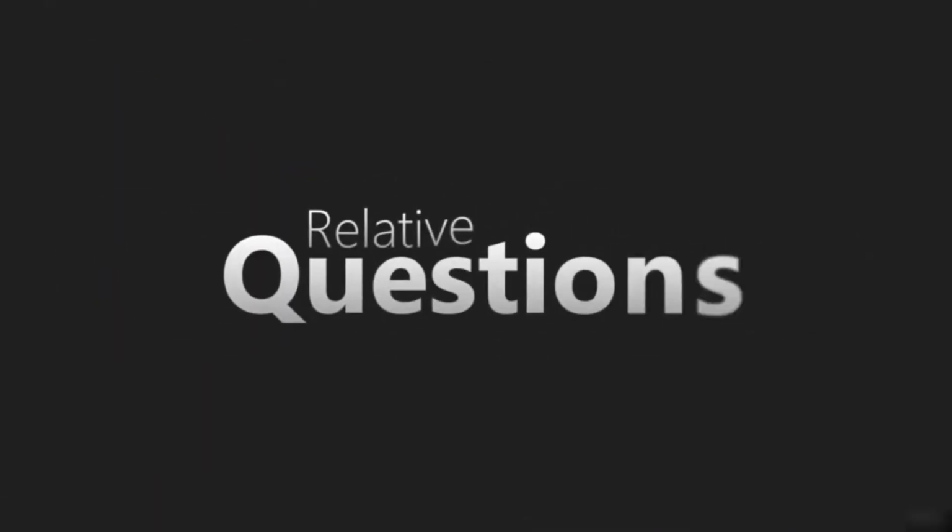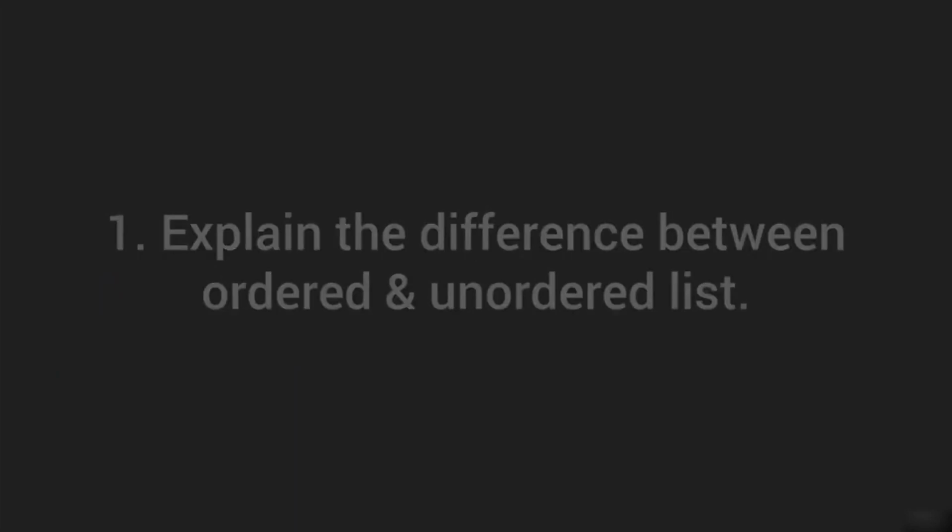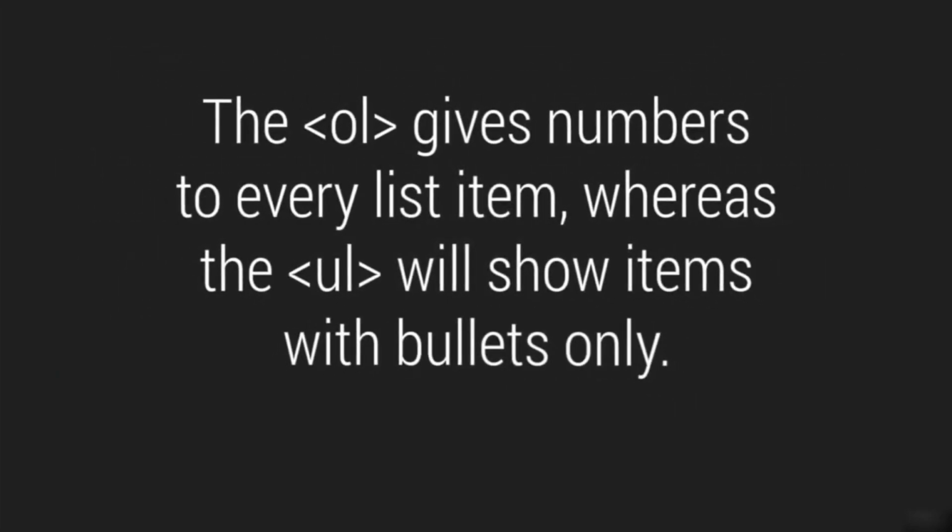Let's talk about related questions. The first question is, explain the difference between ordered and unordered list. So it is the OL and UL tag. OL gives numbers to every list item, whereas unordered list will show items with bullets only.